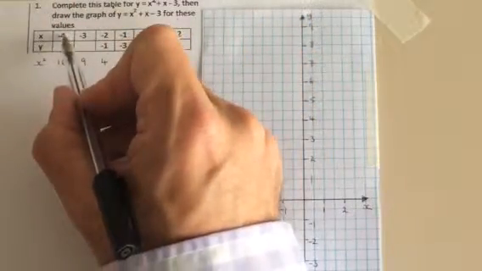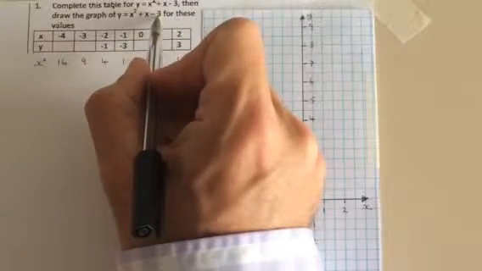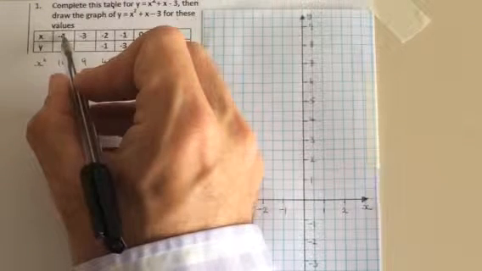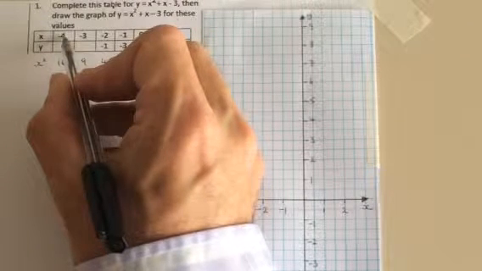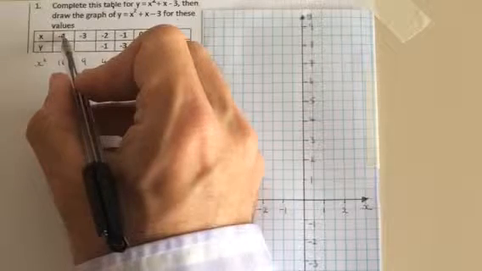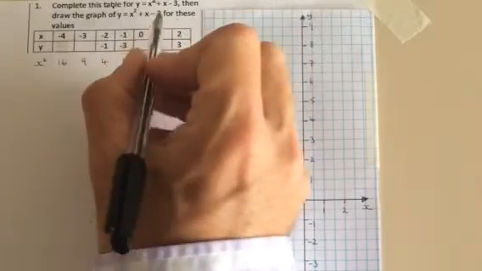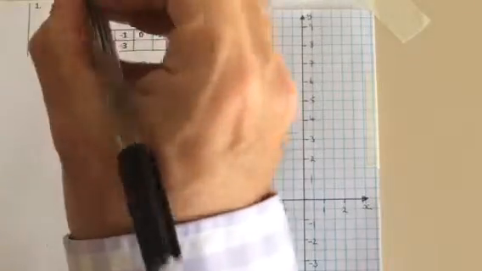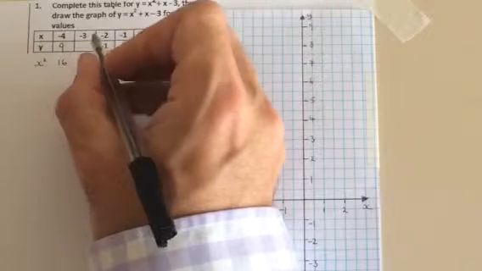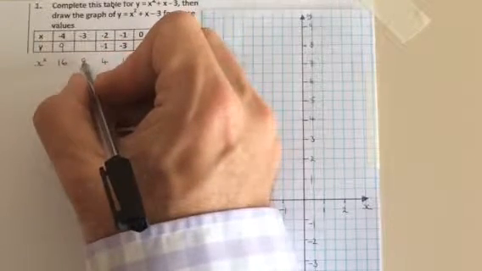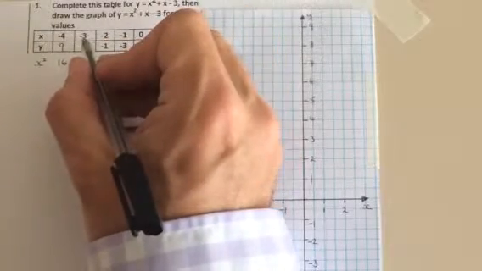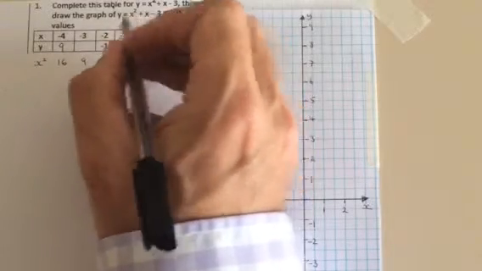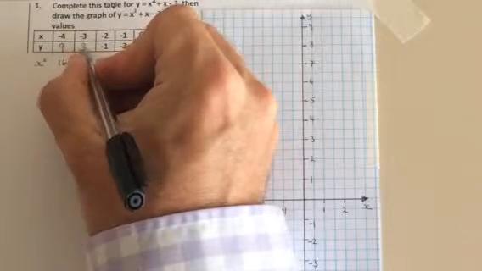So to work out the value of y, I've got to take the value of x squared, add the value of x, and then take away 3. For this number here, that's going to be 16, add minus 4, which is 12, because adding minus 4 is taking away 4. So that's 12, take away 3, which is 9. For x equals minus 3, we've got 9, add minus 3, which is 6, take away another 3, which is 3.